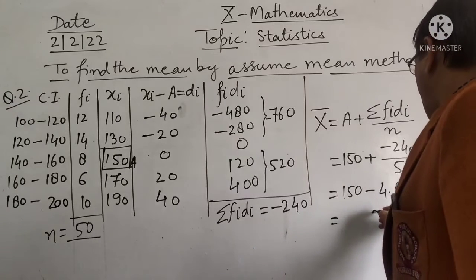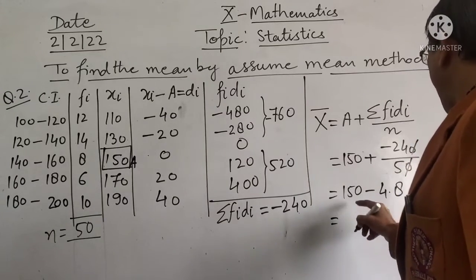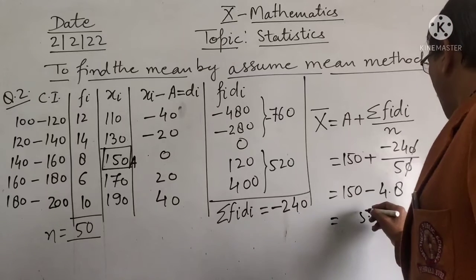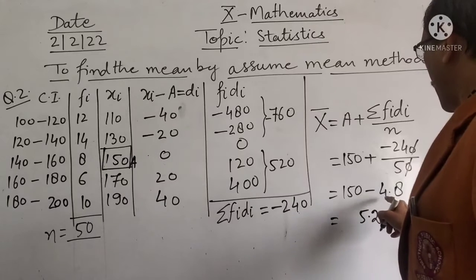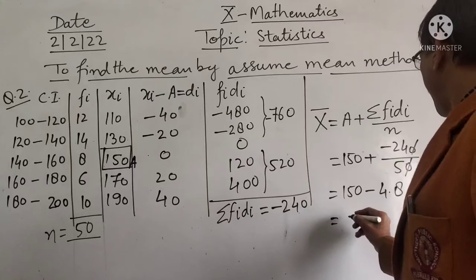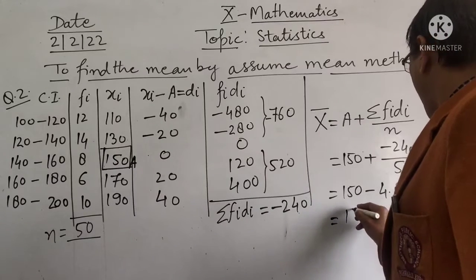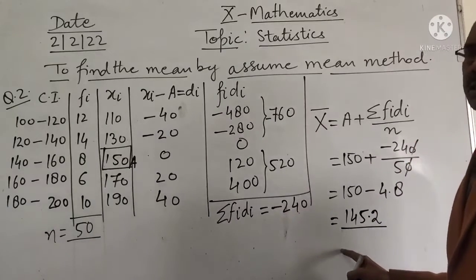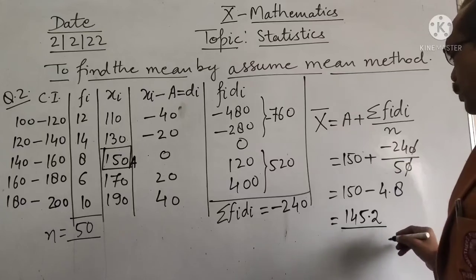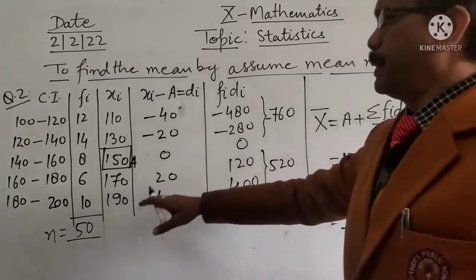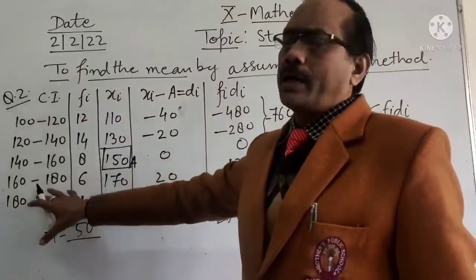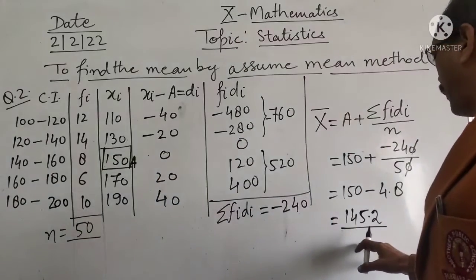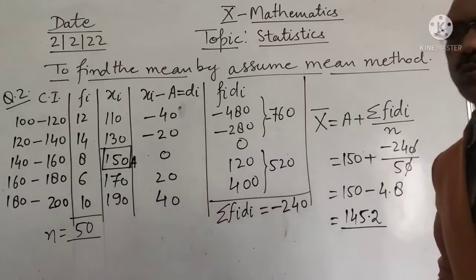Then their difference is 145.2. So the answer is 145.2. The mean of the given class interval and frequency is 145.2.